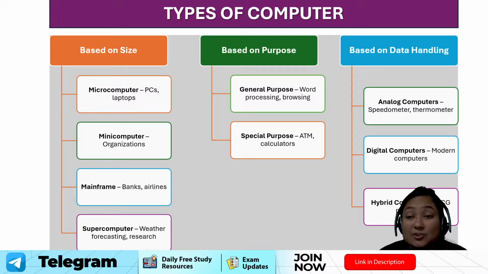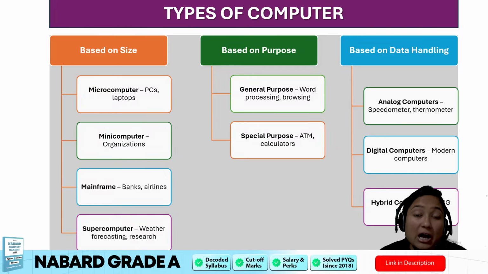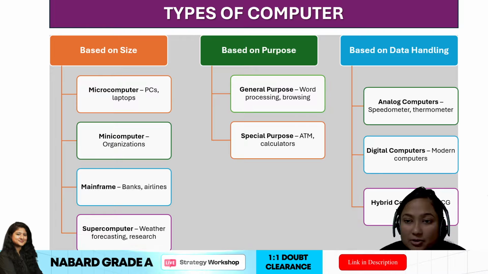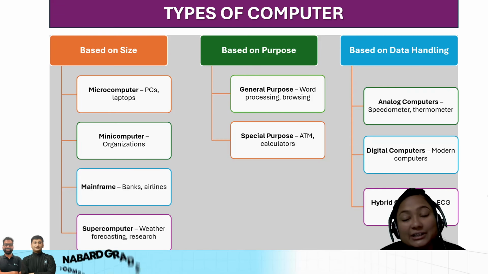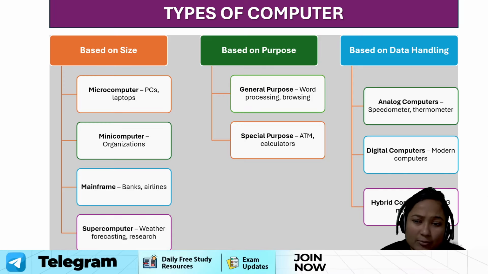After that, based on data handling, we have analog computers. Analog computers are computers that show results in an analogous form. That means you will have a hard copy, a chart, or a graph to see the result in the analog computer. You will not have a screen where the result will be visible. Then after that, we have the digital computer. A digital computer is basically the computer that we use today. We type something and we see the result on the monitor.